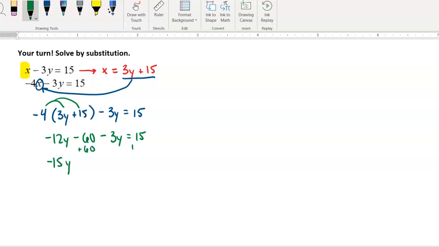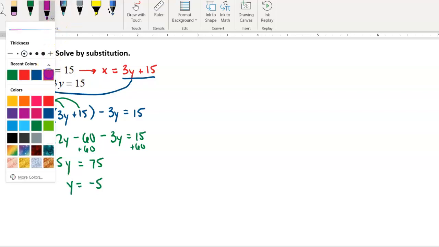But what I want to do is add 60 to both sides to get the numbers that don't have a variable together on the same side. So now I have the statement negative 15y equals 75. Divide by negative 15. Might need to use a calculator, but you'd end up with y equals negative 5. All right, so we just found what y is.